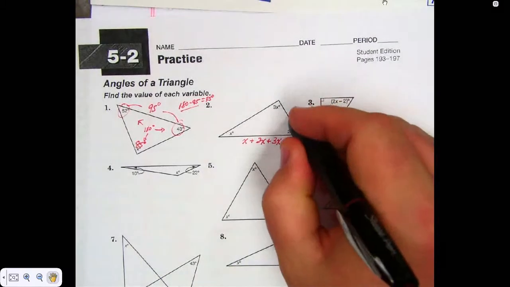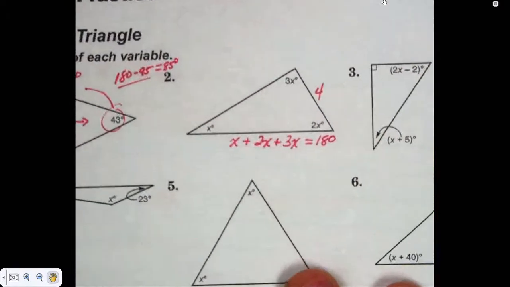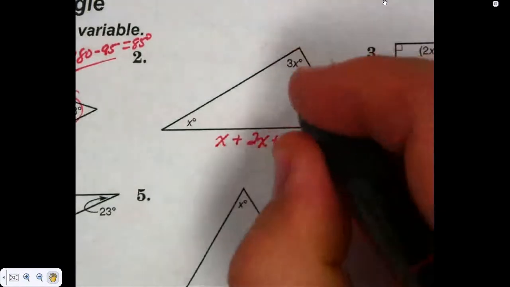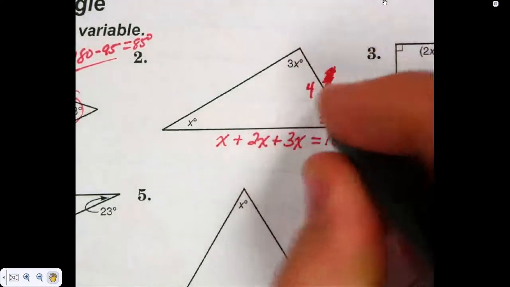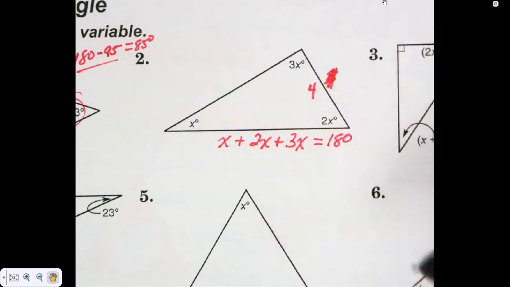If I was to put a 4 right here, what am I talking about there? I'm talking about the side. But if I was to put it on the inside, how would I know that I was talking about that side, a side instead of the angles? Do you guys know?